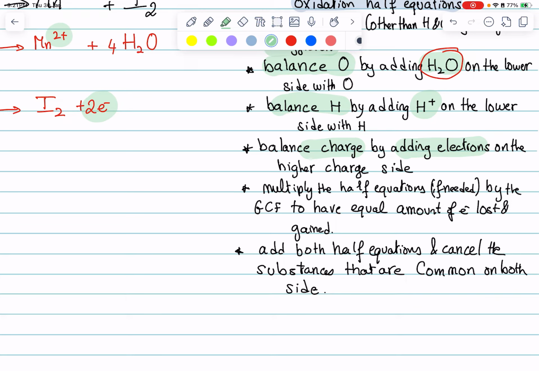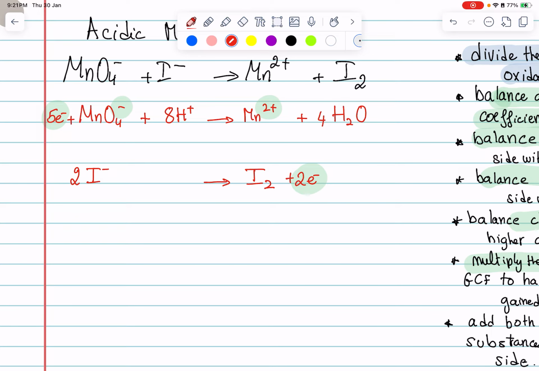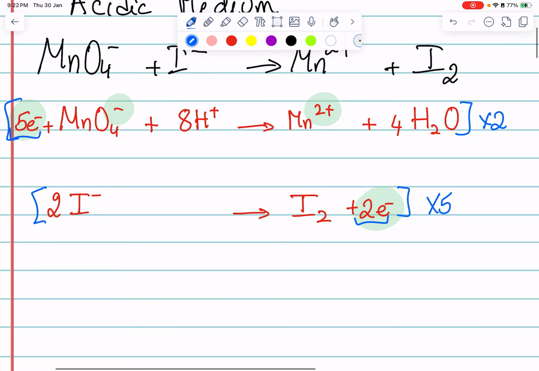Now, after doing this step, you need to multiply the half equations whenever you need by the greatest common factor to have the two equations with an equal amount of electrons. Remember that the number of electrons transferred should be the same. The number of electrons lost should be equal to the number of electrons gained. Since here I have 5 electrons and here I have 2 electrons, we will multiply this half equation by 5 and this half equation by 2. Like this, we will have 10 electrons gained versus 10 electrons lost.